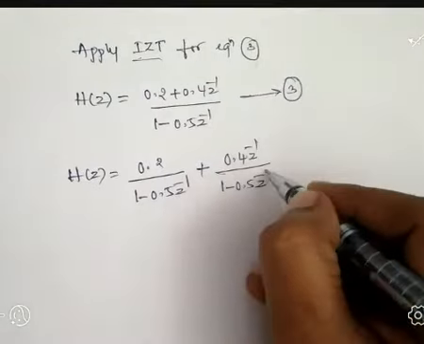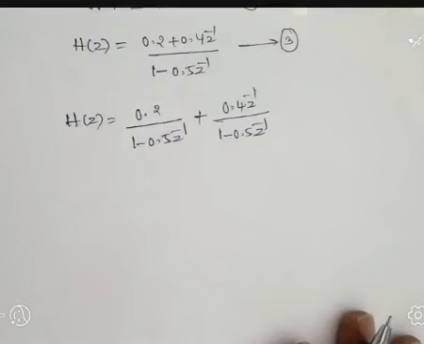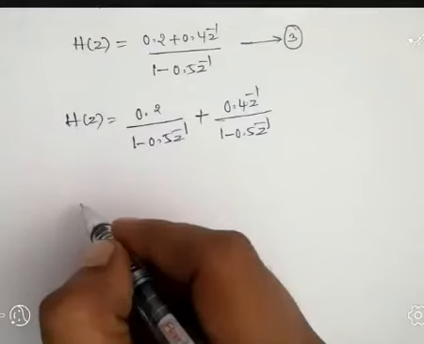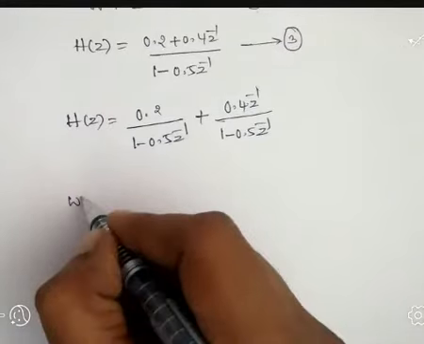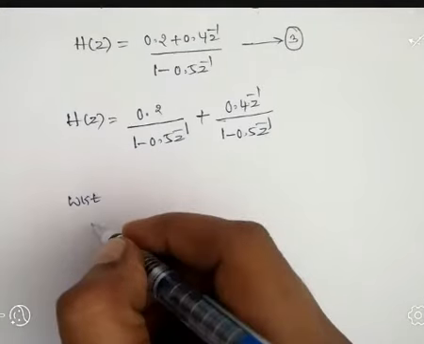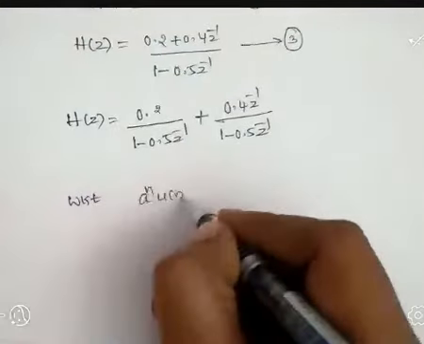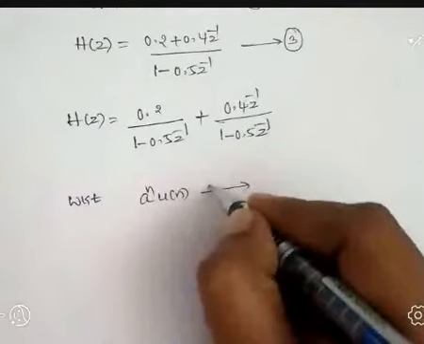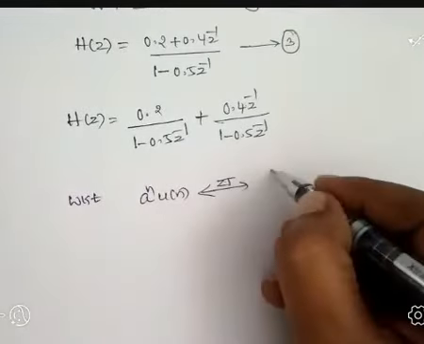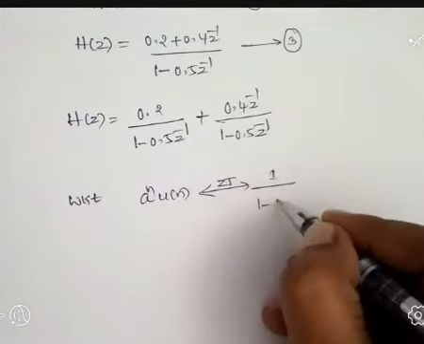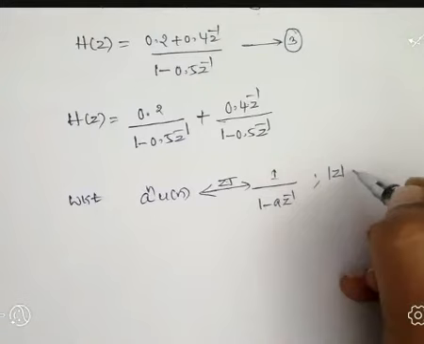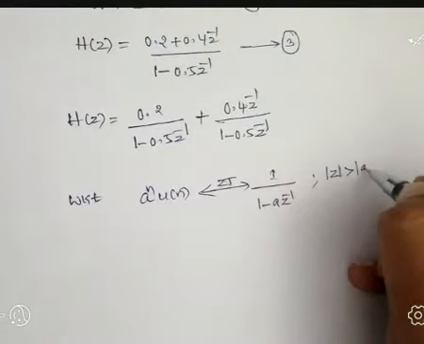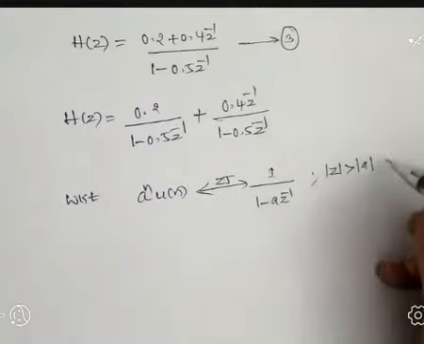Now we can easily apply the inverse Z transform. Let us make use of the definitions of the ZT pair. We know that in signals and systems we discussed the ZT pair: a to the power n u of n. If we calculate the Z transform for this one, we get 1 divided by 1 minus a z to the power minus 1. The ROC for this one is mod of z greater than mod of a.